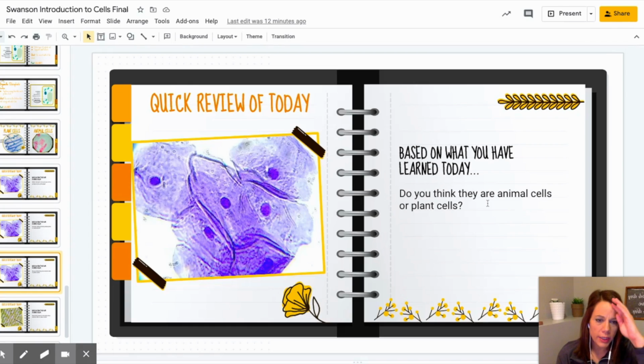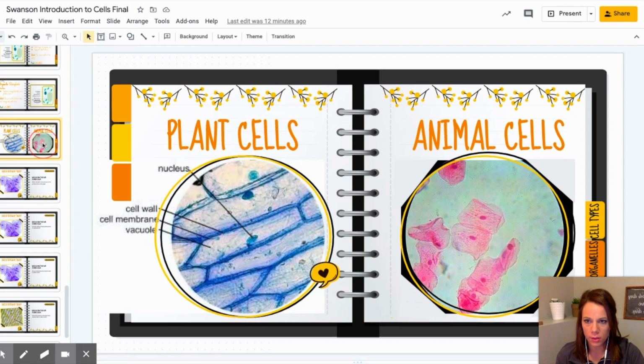So again, do you think these are plant cells or animal cells? It's pretty obvious. I'm not seeing any little green chloroplasts. I don't see a rigid cell wall on the outside. They're not square or rectangular. So these would be animal cells, and they look very similar to this right here, just a different color.